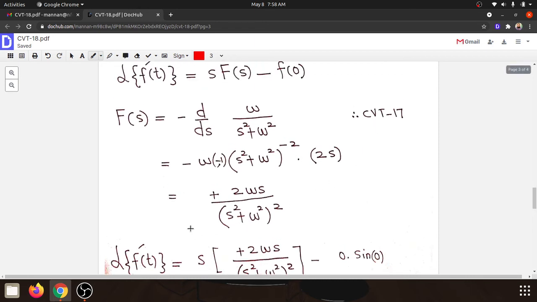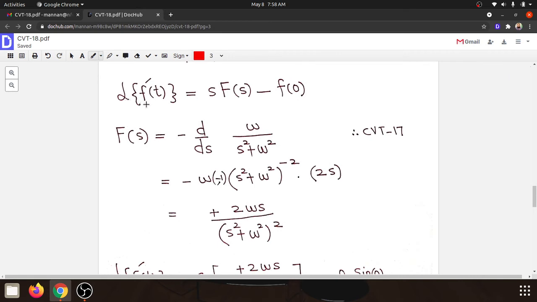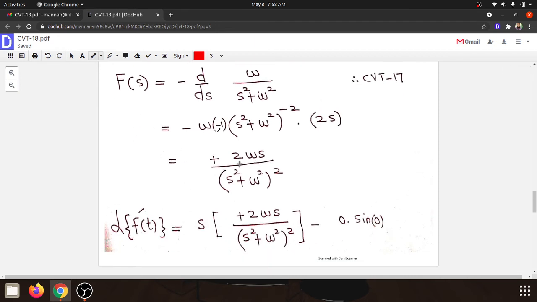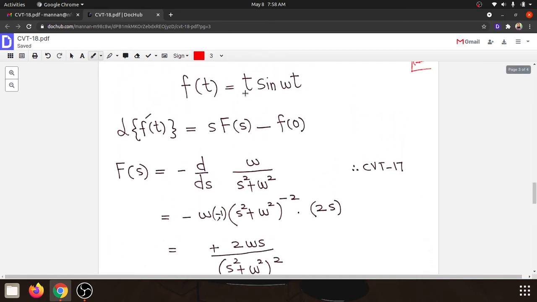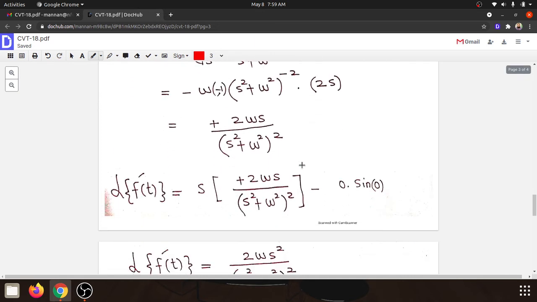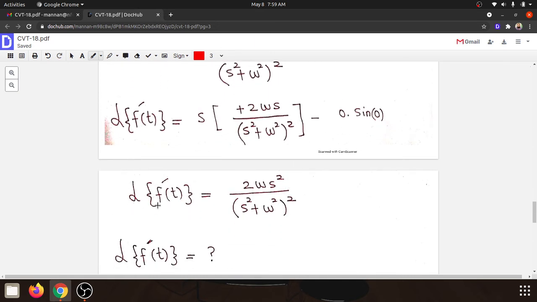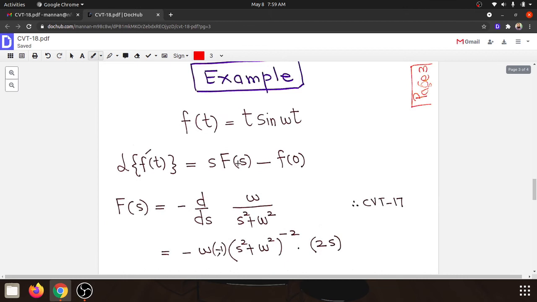So now we are all set to compute this Laplace transform of f prime of t, because F of s was the only unknown, which we have just computed. It is s times F of s minus f of 0. f of 0 is obtained by putting 0 in f of t: 0 times sine of 0. Sine of 0 is also 0, and 0 times 0 is 0. So the Laplace transform of f prime of t, the first derivative of f of t, is this for this f of t.